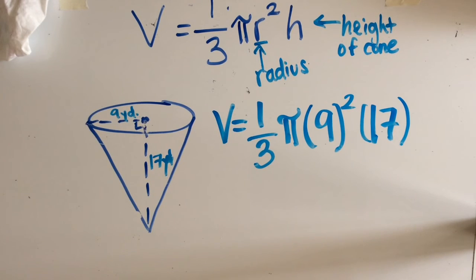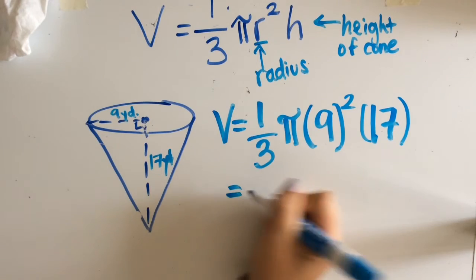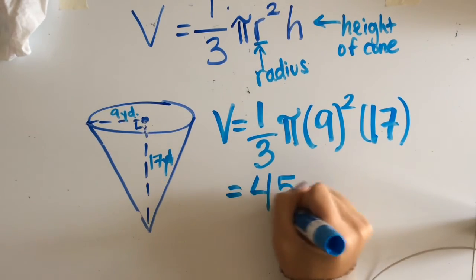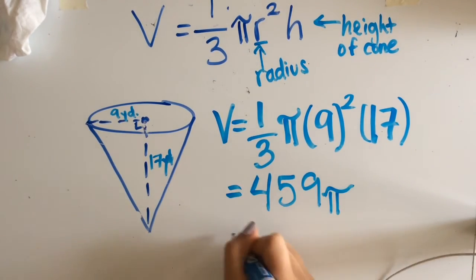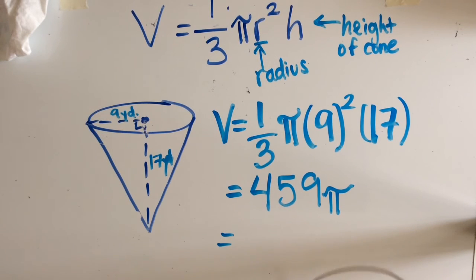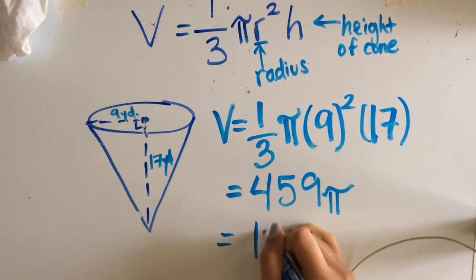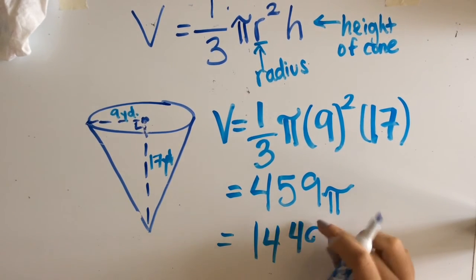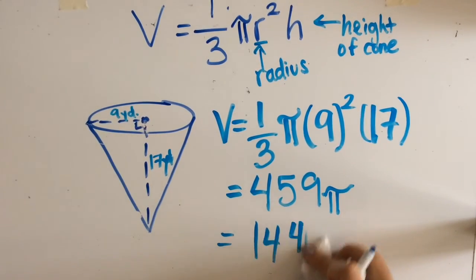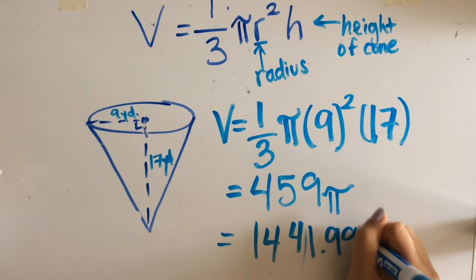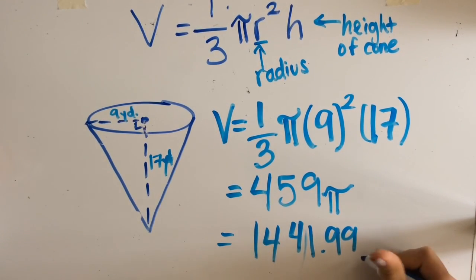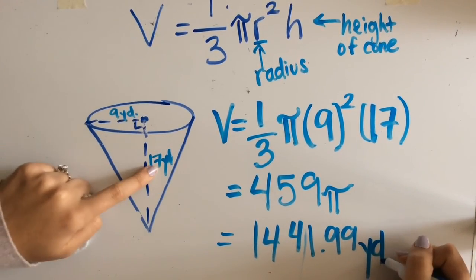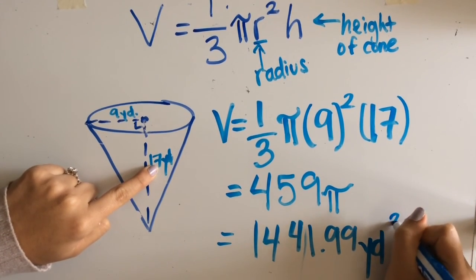Okay, and I'm just going to put that into my calculator before I multiply pi. If I just multiply 1/3 times 9 squared times 17, I get 459 pi. And then if I multiply 459 times pi, I get 1,400.99. And volume is three-dimensional. We're finding how much three-dimensional space this cone takes up. So I am working with yards because that's what it gives me. That's my unit. And I'm doing yards cubed.